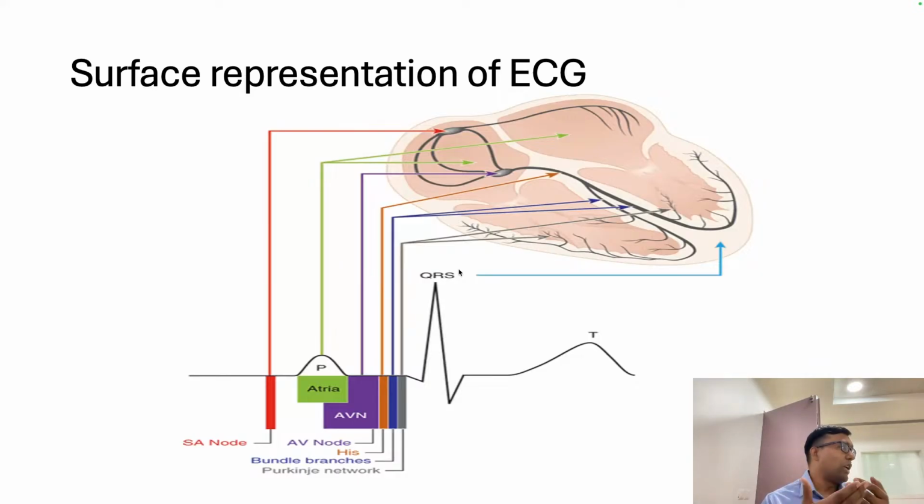If it is taking more time, what can be the cause? The cause will be left bundle branch block, right bundle branch block, or intraventricular conduction disease. Whatever is there, depending upon that, we have to follow the rules. When it comes to the P, before P, what is coming? P is the activation of the atrium. Before the atrium, what gets activated?